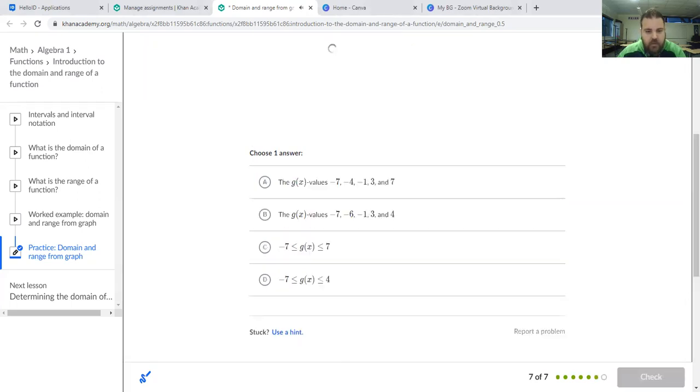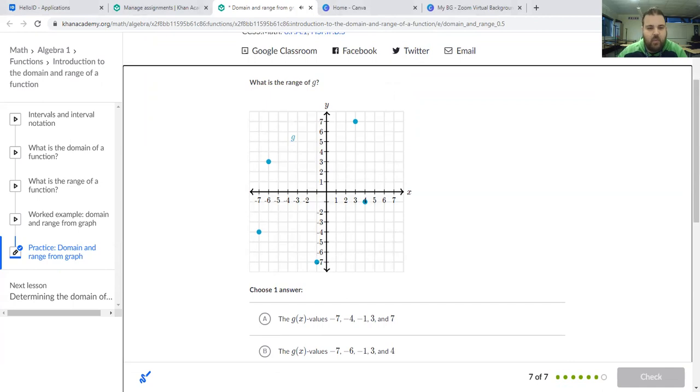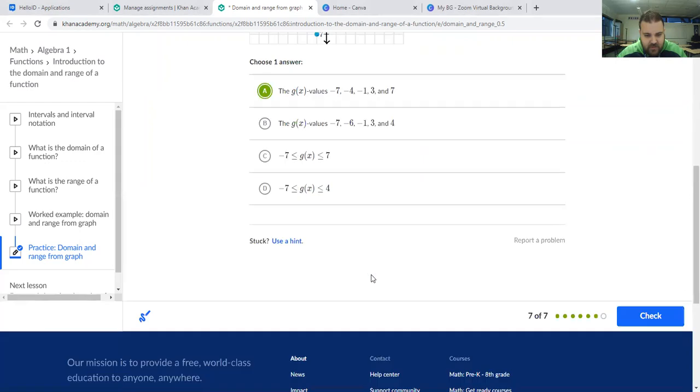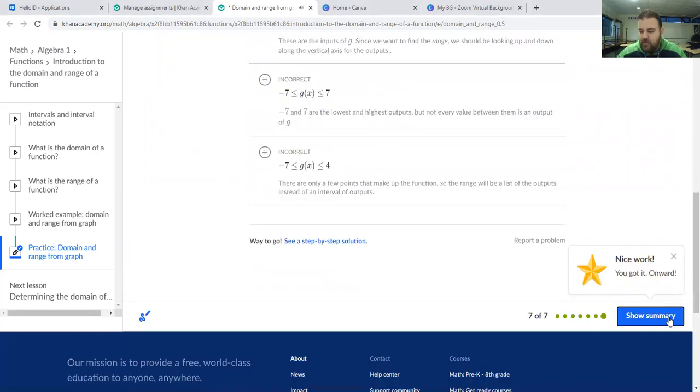There you go. And we'll do one more here, guys. What is the range? Range, y values, range. And this is a finite set of points. When I say finite, I mean there's a limited number of points here. It's -7, -4, -1, 3, and 7. That's it right there.